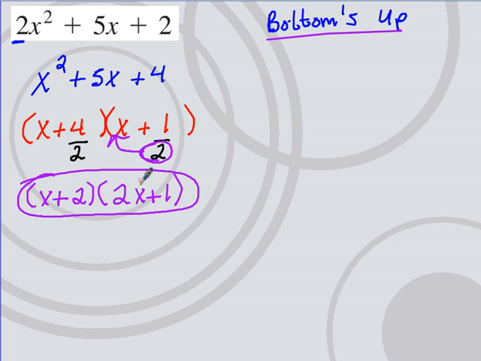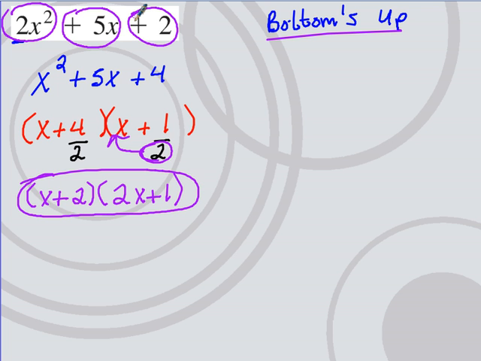And you can check that. X times 2x gives you 2x squared. X times 1 is x, 2 times 2x is 4x, x and 4x gives you 5x, and 2 times 1 gives you 2. Bottoms up.